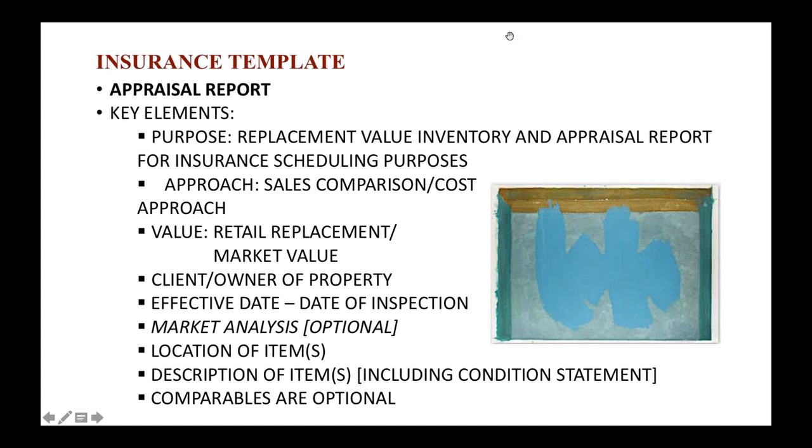You know, a day later, somebody could have knocked it down, or there could have been a leak in the house and it could have affected the condition of the work. So the effective date is the date that you inspected that work. If it's a huge collection and you're doing multiple dates of inspection, then the effective date is the last date of the inspection.